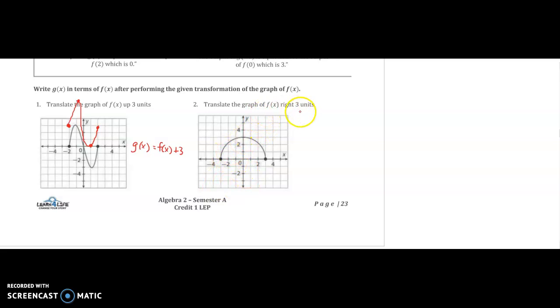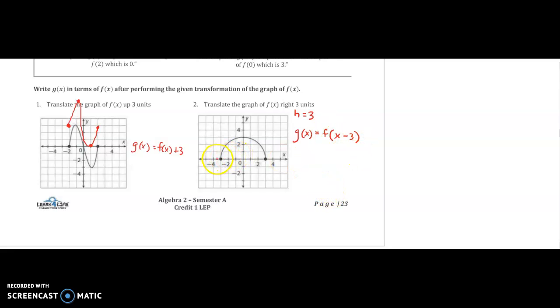Okay, let's look at this one. F of x to the right 3 units. Okay, to the right 3 units means h. Left or right is h. It's a horizontal translation. H equals right 3, so h equals 3. But remember, whenever we write what our function looks like, our g of x is going to be the translation of f of x. So we're going to take f of x and go to the right 3 units. So if our h is 3, then we have to have the opposite sign in here, right? Minus 3. F of x minus 3.